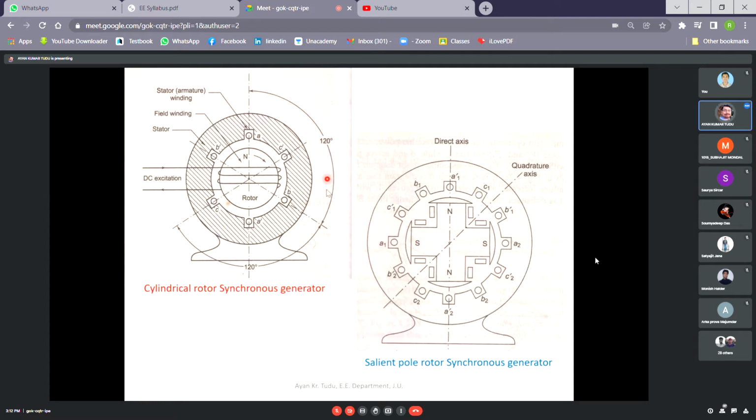On your left hand side, the figure is the cylindrical rotor synchronous generator. This is a salient pole rotor synchronous generator. As you can see, the air gap is uniform for a cylindrical rotor synchronous generator, and in a salient pole rotor synchronous generator, the air gap is unequal. Similarly here, this is the stator, this is the rotor, and these are the field windings. This field winding, also known as our rotor winding, is excited by a controllable DC excitation source. A separate excitation source is provided for it.